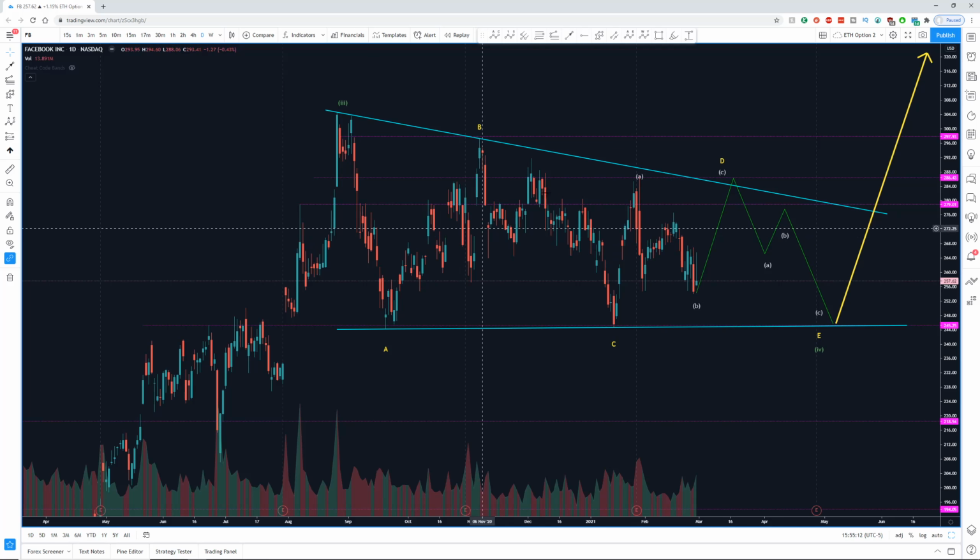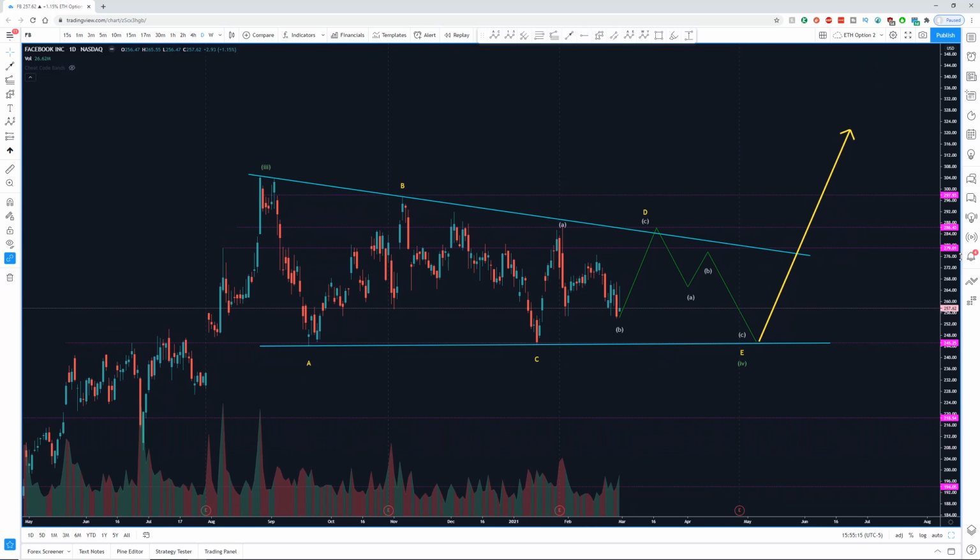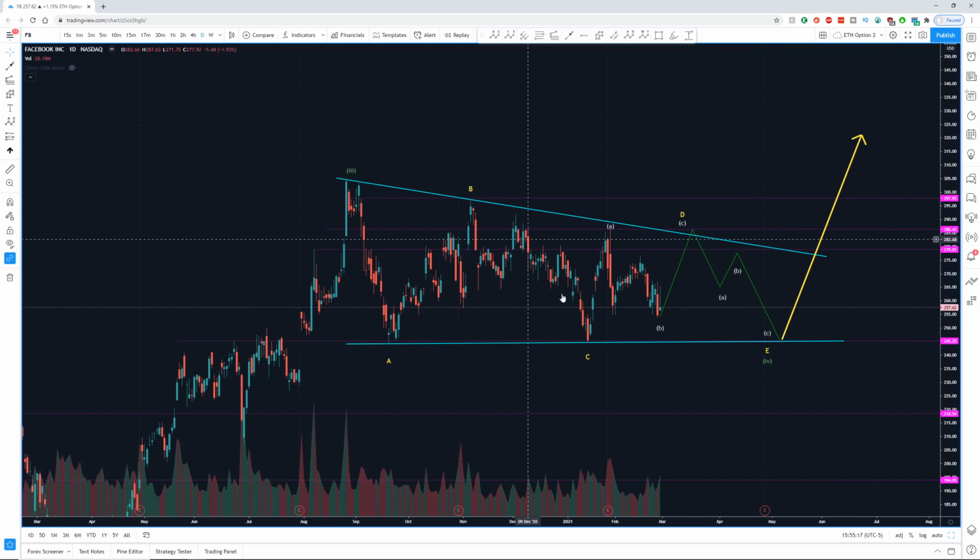Now, the very last thing I'm going to do is, instead of just having this yellow arrow that I have templated, how high is Facebook actually going to go if this is what plays out, if we do get this D to finish, this E into here, and then we push upwards afterwards? In an Elliott wave triangle, we can expect the thrust upwards out of the triangle to be the same distance as the height of the tallest point of the triangle. I know that's a lot of words, so let me just show you here.